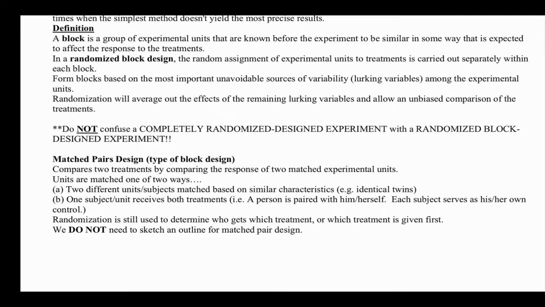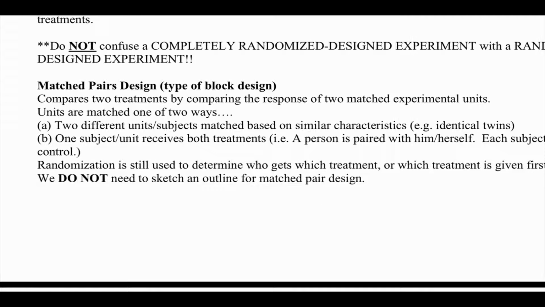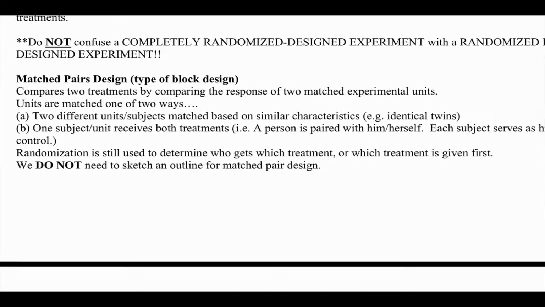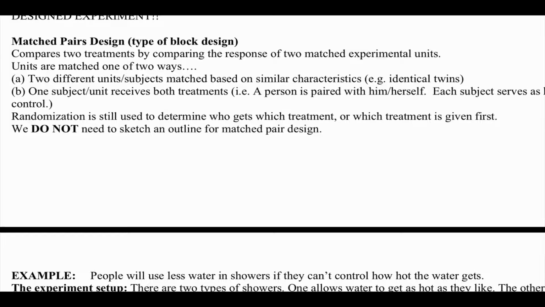Okay? So the last one we are going to look at today, or in this chapter, is something called match pair. Okay? Match pair. What is match pair? Well, match pair is a type of block design. It's a special type of block design. Okay, still random. We still do randomization, but it compares two treatments by comparing the response of two matched experimental units.